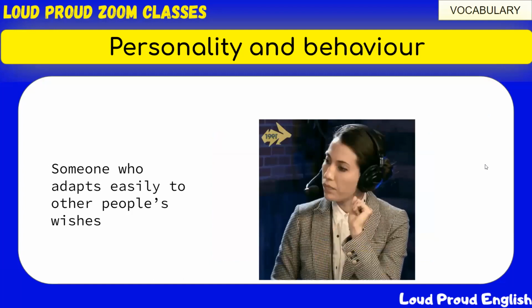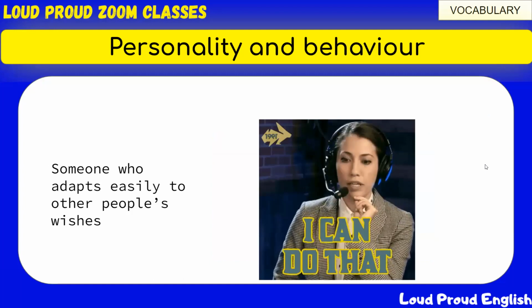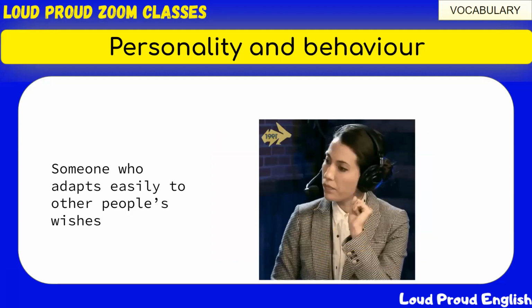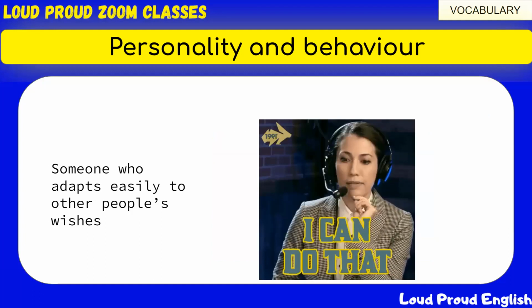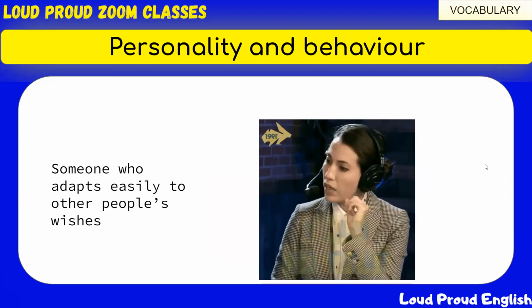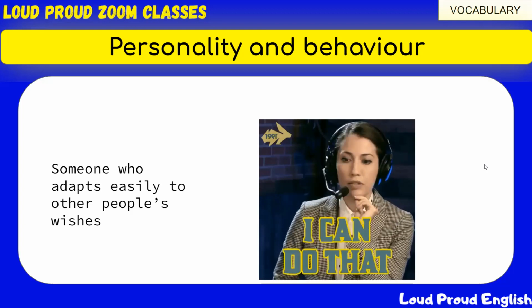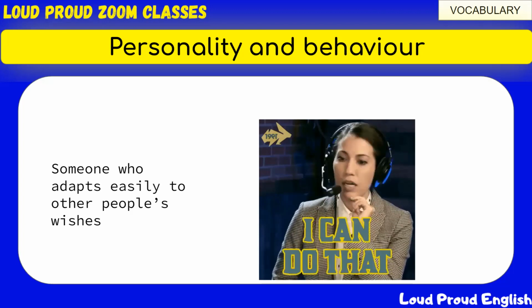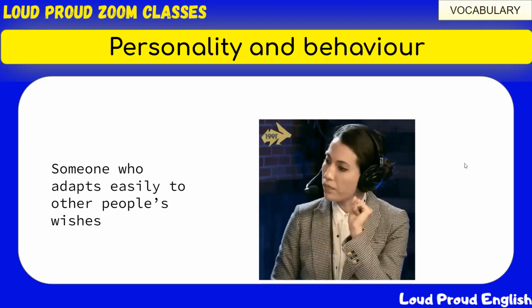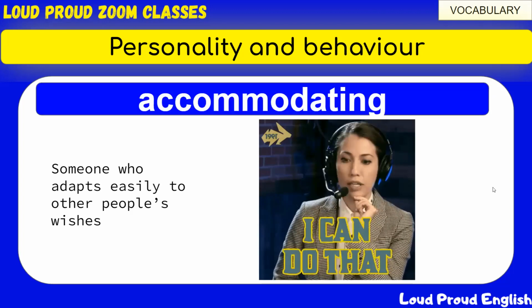Now, imagine you go to someone's house and you have a lot of requests. Maybe your requests always change. Maybe you say, oh, can I have a cold glass of water? Oh, actually a warm glass of water. Oh, actually, can I have some tea? Actually, can I have some coffee? And you keep changing. The other person says, oh, no problem, I can do that. Okay, someone who always says, no problem, I can do that, is very accommodating.